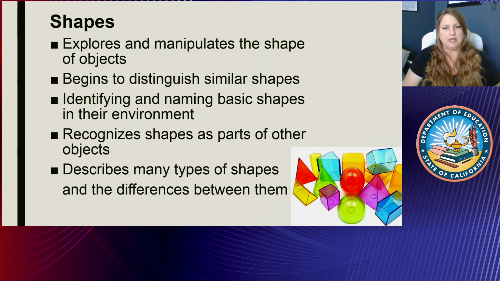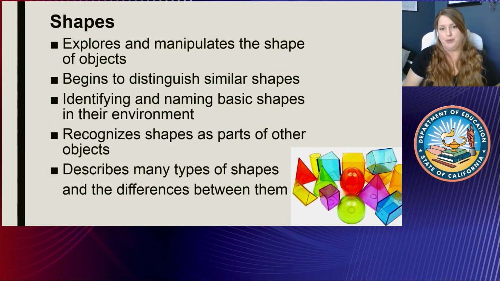They will begin to distinguish similar shapes by grouping and matching objects, choosing items that are round, like the ball, to try and roll. They will start to identify and name basic shapes in their environment. They will use appropriate language to recognize different shapes and talk about their attributes, such as finding a square on the rug or saying that the clock is a circle.